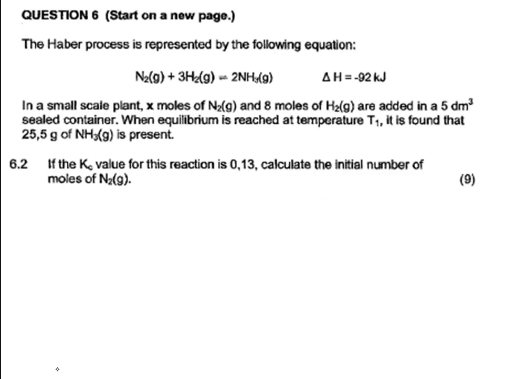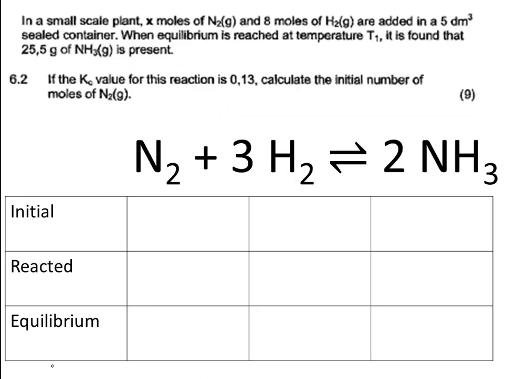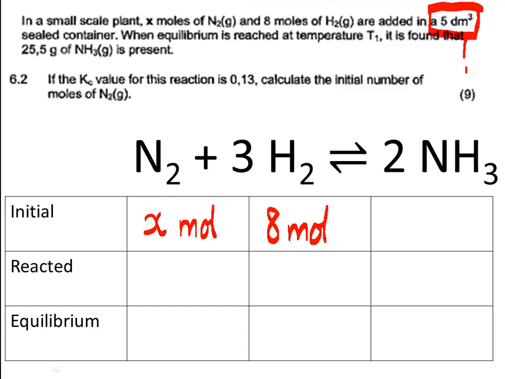This is about the Haber process, nitrogen reacting with hydrogen to produce ammonia. We're told that we start with X moles of nitrogen in the beginning and 8 moles of hydrogen. We add them to one another in a 5 decimeter cubed sealed container. So that's the volume. It doesn't tell us anything more, but it implies that there's 0 moles of ammonia at the beginning. So we can write that in as well.